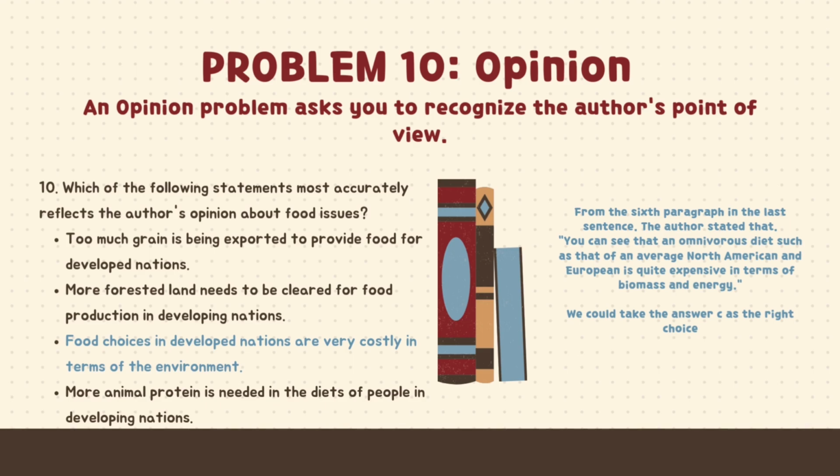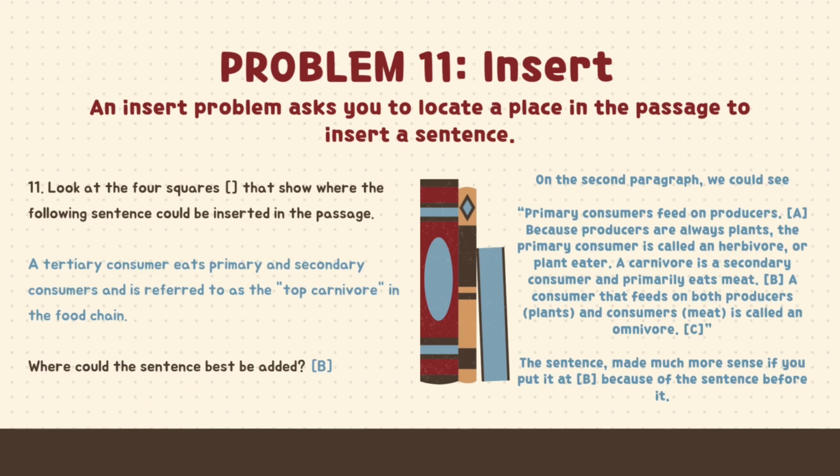The reason why the answer is C is because from the sixth paragraph in the last sentence, the author stated that you can see that an omnivorous diet such as that of an average North American and European is quite expensive in terms of biomass and energy. Problem 11. Insert. An insert problem asks you to locate a place in the passage to insert a sentence.